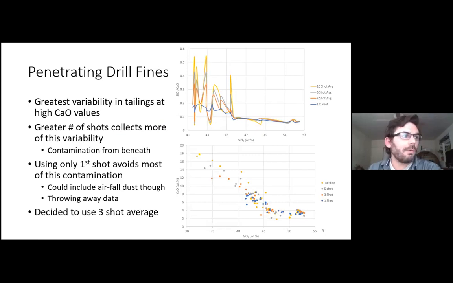All right, if you look at this top graph, what we have here is the silica to calcium ratio on the y-axis, and I ordered these various points into increasing silica weight percent to make a little more sense. The lines: this first blue line is just the first shot. Then you have the 3-shot average in this orange line. This gray line is the 5-shot average, and this yellow line is the 10-shot average.